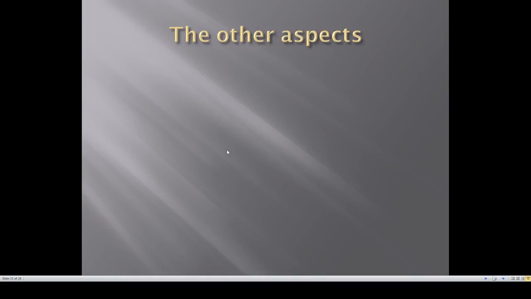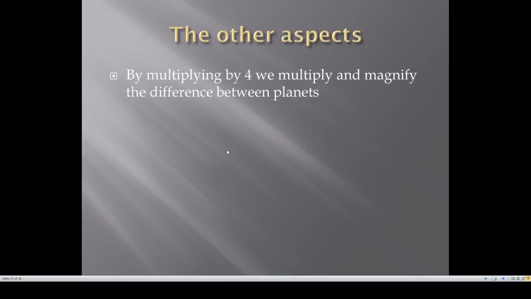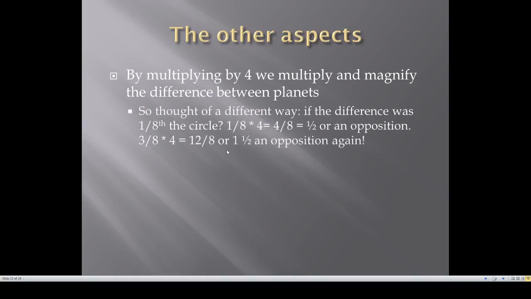So the other aspects. Following a train of thought, by multiplying by 4, we multiply and magnify the difference between planets. So, thought of a different way, if the difference was 1/8 of a circle, we multiply it by 4, get 4/8, or 1/2, an opposition. Multiply 3/8 by 4, we get 12/8, or 1.5. An extra revolution is there, so an opposition again.